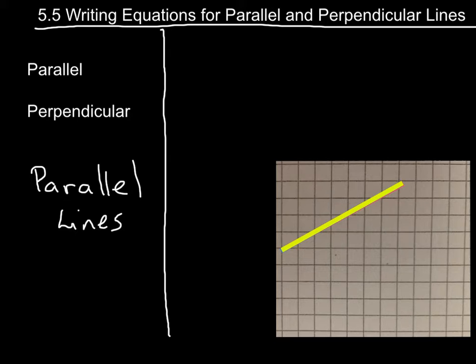Okay, so the first thing we're going to talk about is what the graph looks like for parallel lines. So I have a line here that's drawn, and it's the yellow line, obviously. Hopefully yellow is showing up pretty decently today. But the yellow line is a line that I'm drawing. Now, if I'm going to draw a line that has the same slope, or the line that is parallel to it, then that line would look something like this.